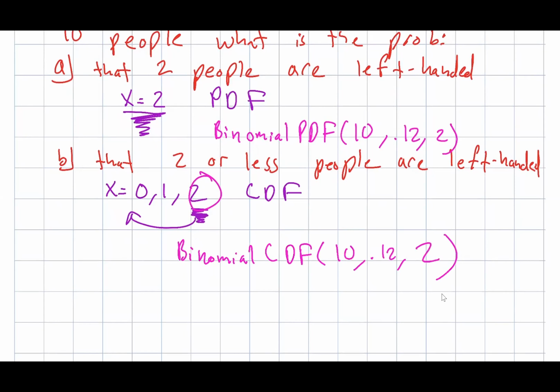Okay, you have to tell it which value are we going to start from and go all the way down to 0. So that's the difference between binomial PDF and CDF. PDF, if you want to find just a singular x value. CDF, if you want to find that probability of that x value, but also everything below all the way down to 0.